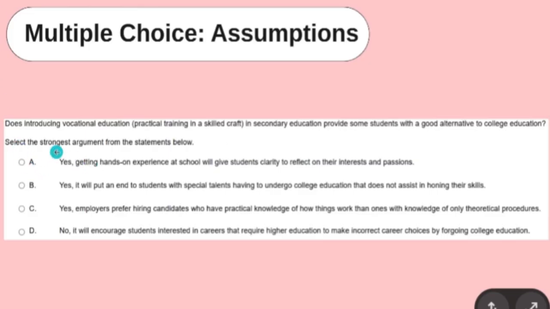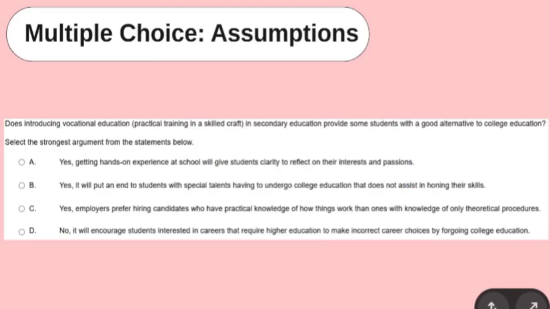So we want to select the strongest argument from the statements below. And the question they gave us is, does introducing vocational education, which is practical training in a skilled craft, in secondary education provide some students with a good alternative to college education? So option A is yes, getting hands-on experience at school will give students clarity to reflect on their interests and passions.